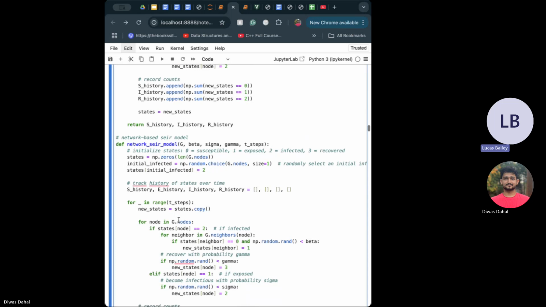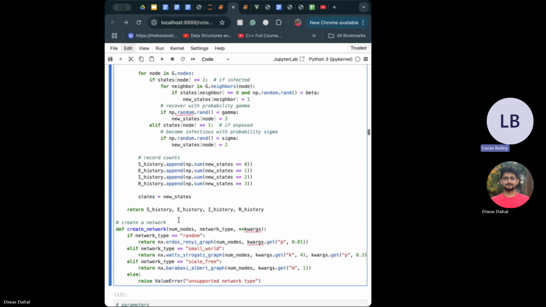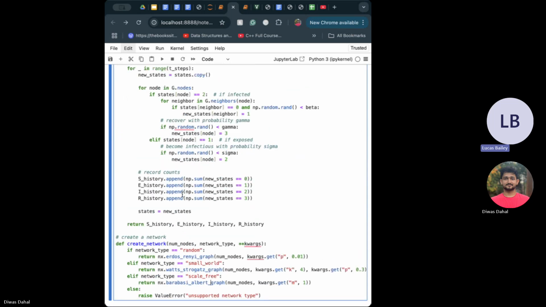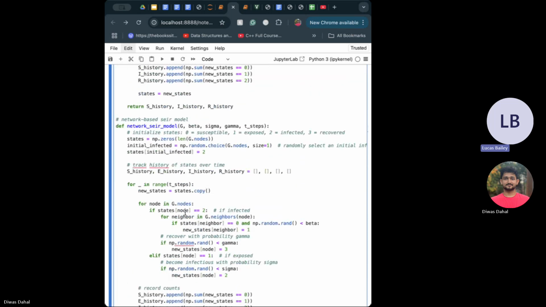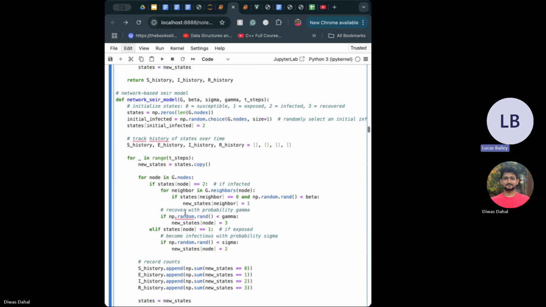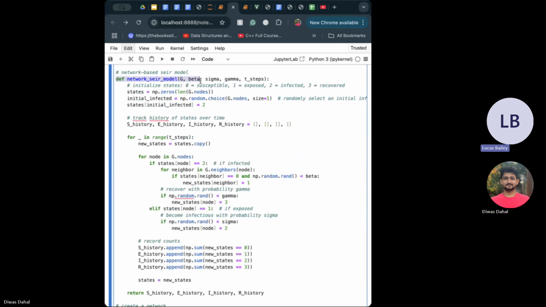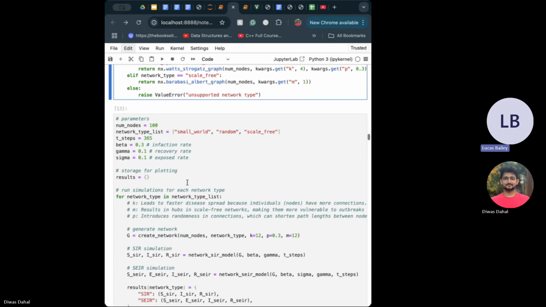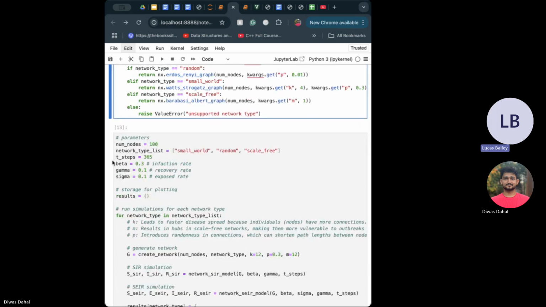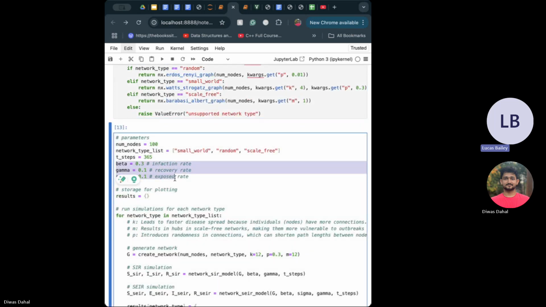Then for each step in the simulation, our models computed the proportions of susceptible, infected, and recovered for the SIR model, or susceptible, exposed, infected, and recovered for the SEIR model. For our network, we considered the transmission rate beta, recovery rate gamma, and incubation rate sigma.